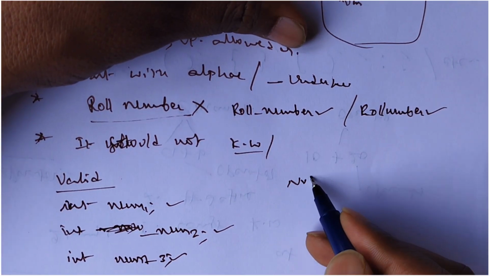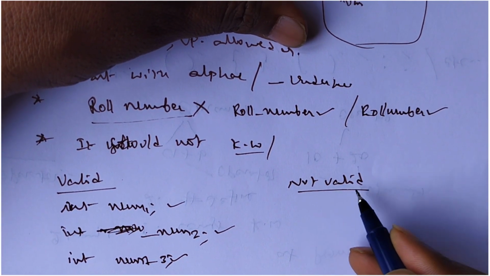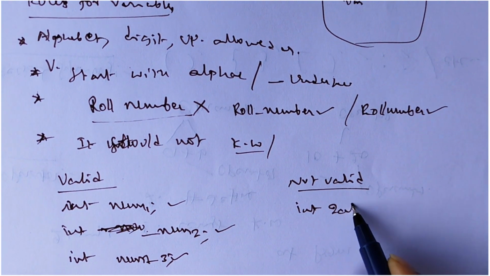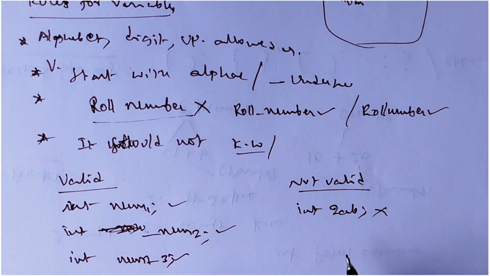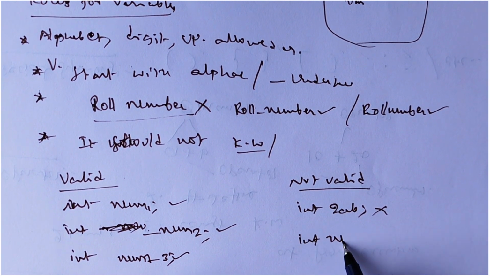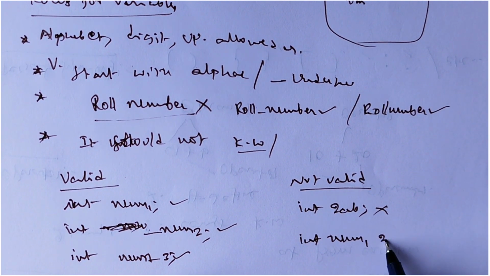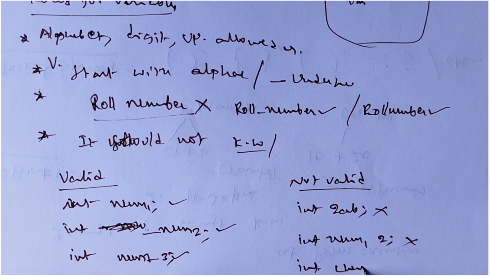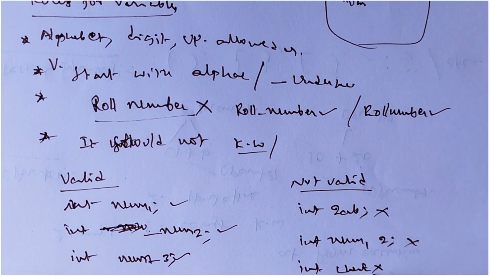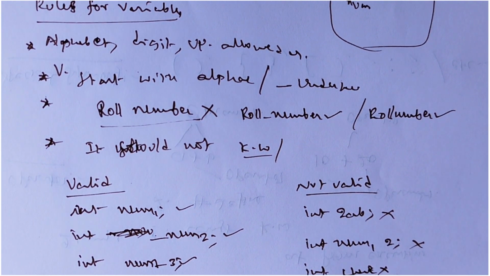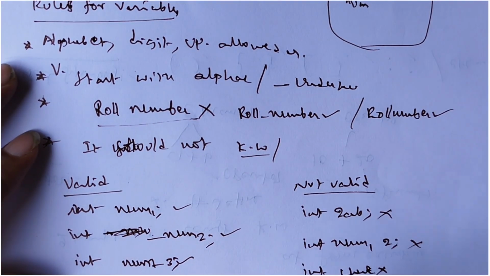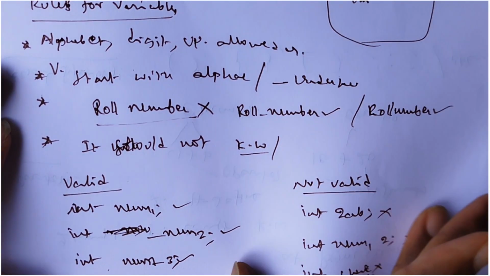And what about the not valid ones? What are the not valid variables? The not valid ones are int 2ab. It is not possible. It is not valid. And if you declare int num1 space 2, it is also not valid. And int char is also not valid. Why? Because here we are declaring an integer type and we are using the char keyword, so it is also not valid. These are the valid variables and not valid variables.